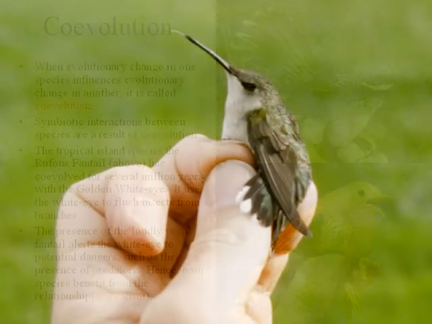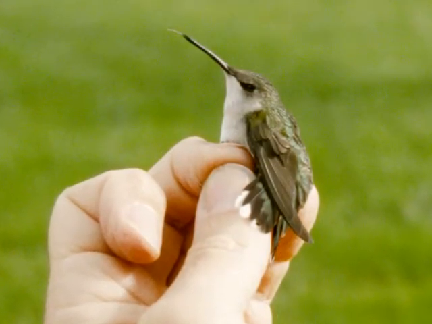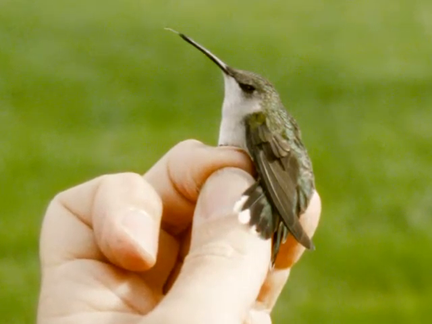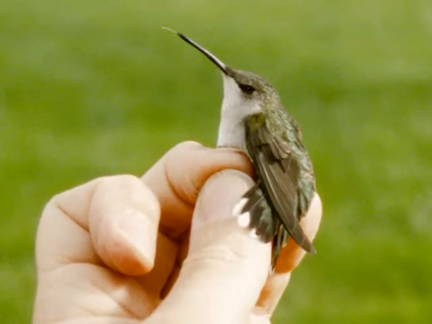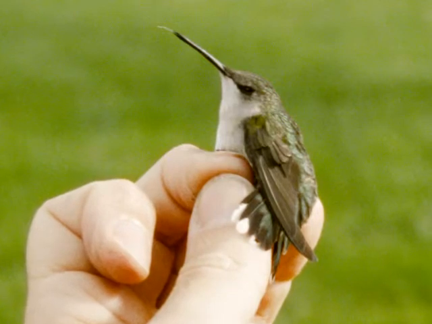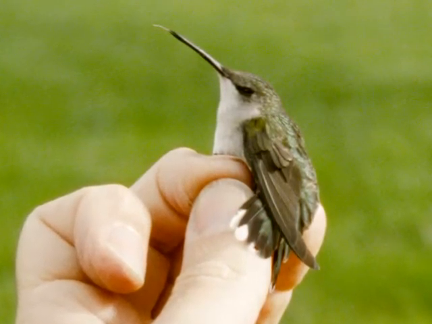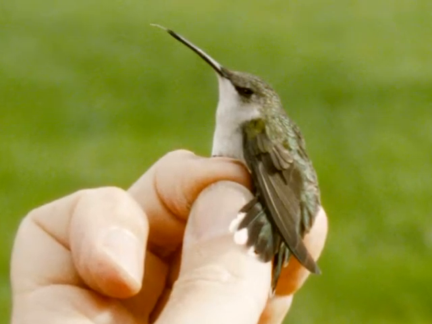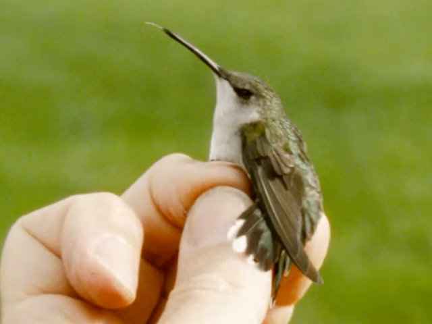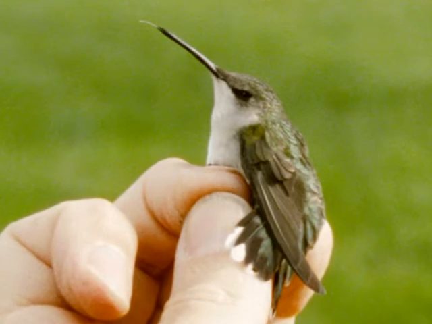Now, in what is perhaps a more classic case of coevolution among organisms is this one. We're looking here at a hummingbird. This is the ruby-throated hummingbird. This is a female, so she doesn't have that red chin, but this is a species that is quite common all across the Northeast, and it is highly specialized for feeding on flowers.